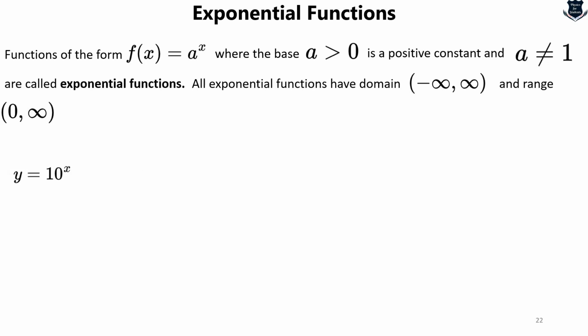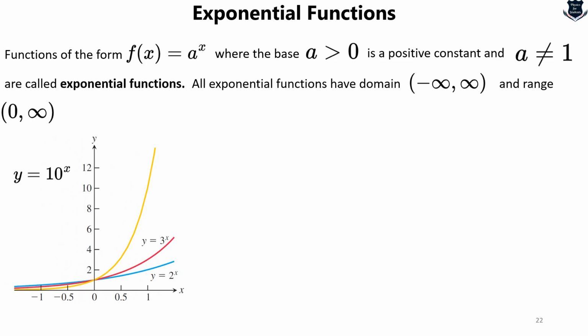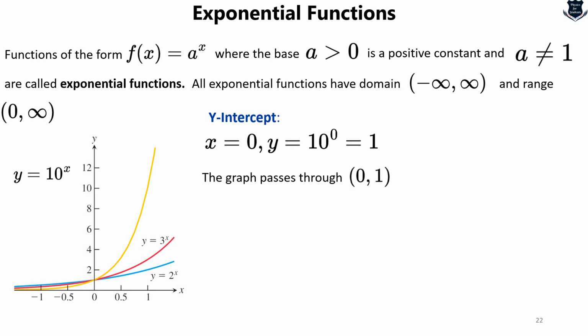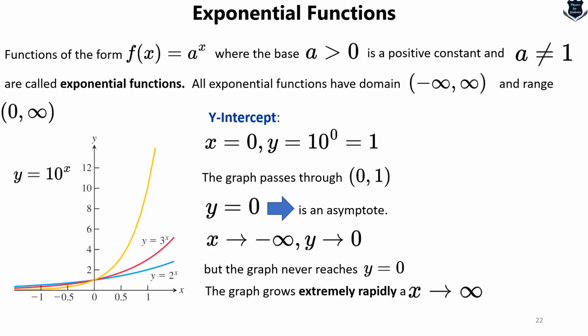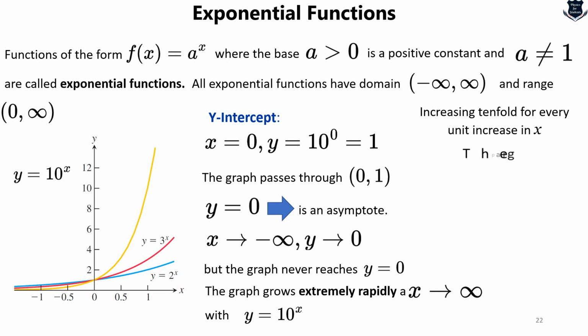So for example, if I take y equals 10 to the power x, the graph would look something like this. Again, you can see there is an asymptote. So if I again try to calculate the y-intercept, the graph passes through (0, 1). Y equals 0 means it has an asymptote, and as x goes towards negative infinity, y goes towards 0, and remember the graph never reaches y equals 0. So the graph grows and grows extremely rapidly as x tends towards infinity. This type of increase is basically tenfold for every unit of increase of x.